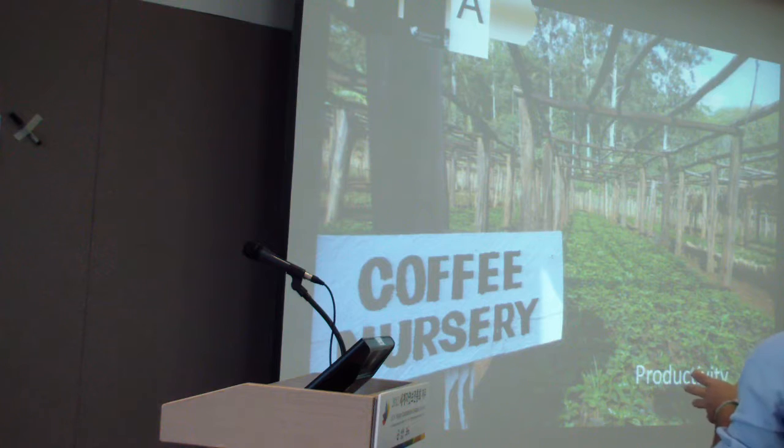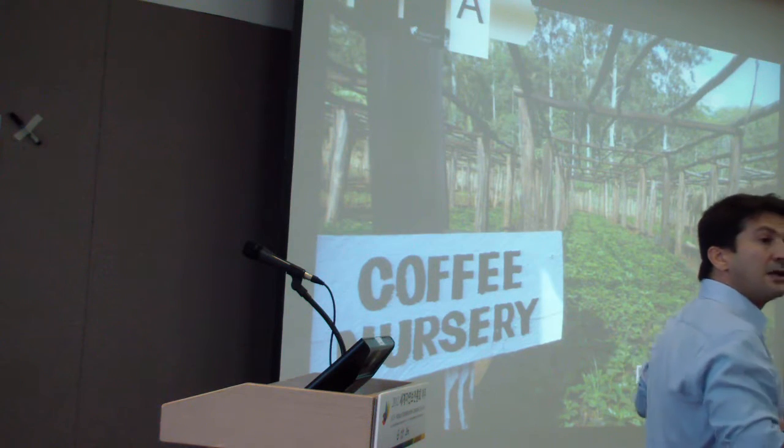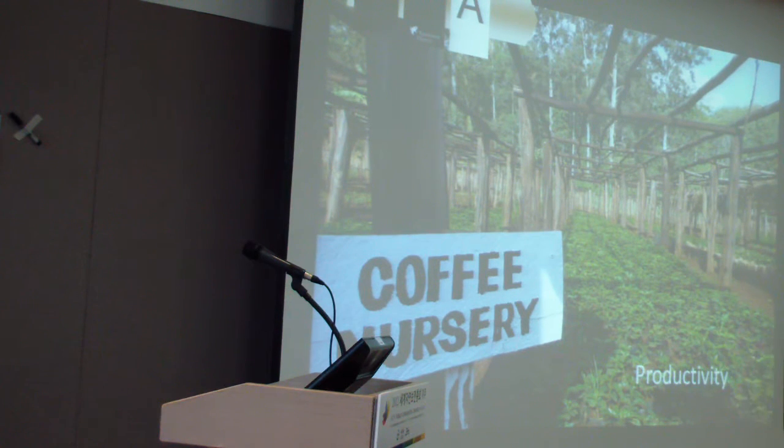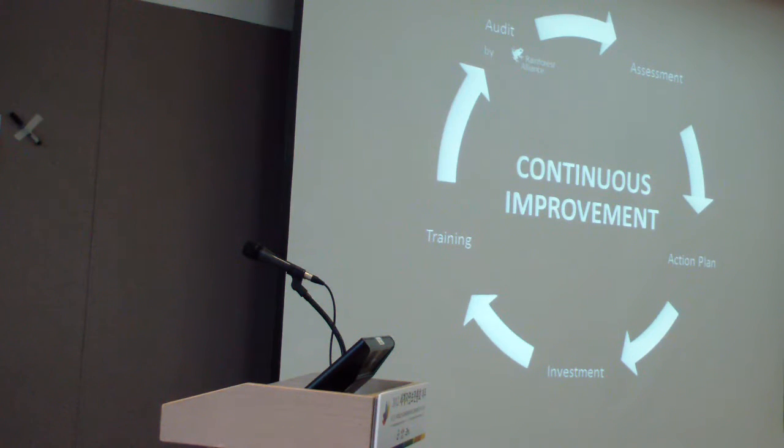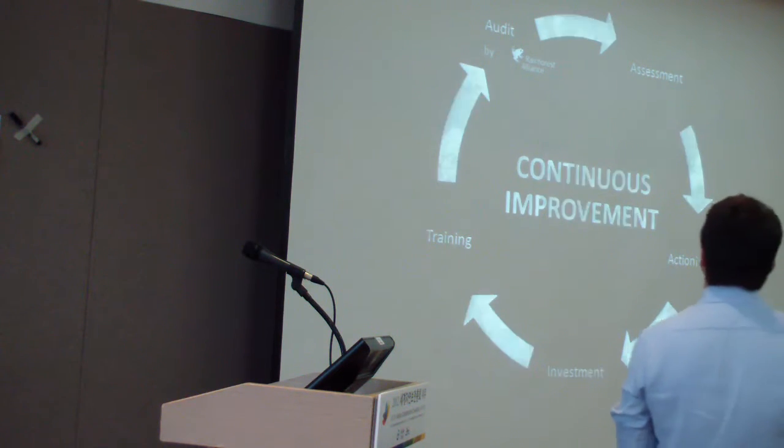In the productivity part is where the farmer can most leverage to increase his income. So we work in agricultural best practices like renovation, pruning, but also farm management. The AAA program is about continuous improvement. Every year we assess a number of farms, we create action plans, we plan for investment, we give trainings, and Rainforest Alliance will come to do audits in the farms.